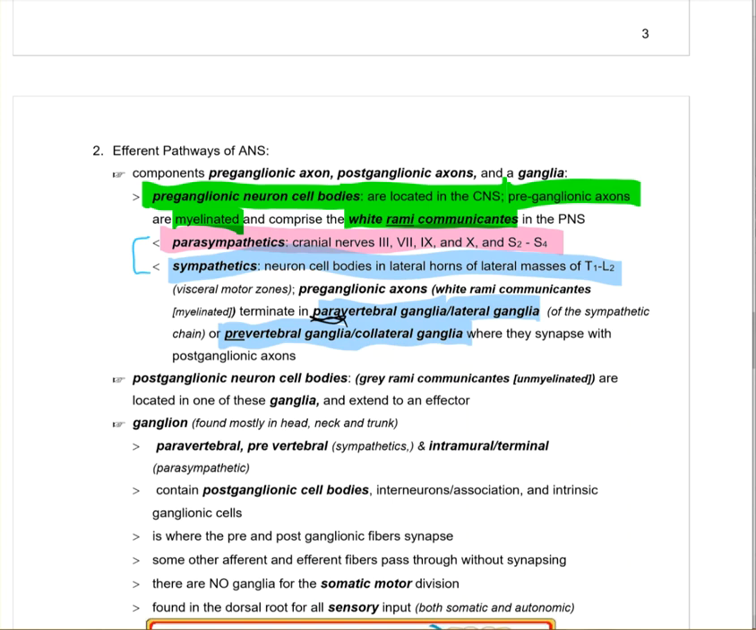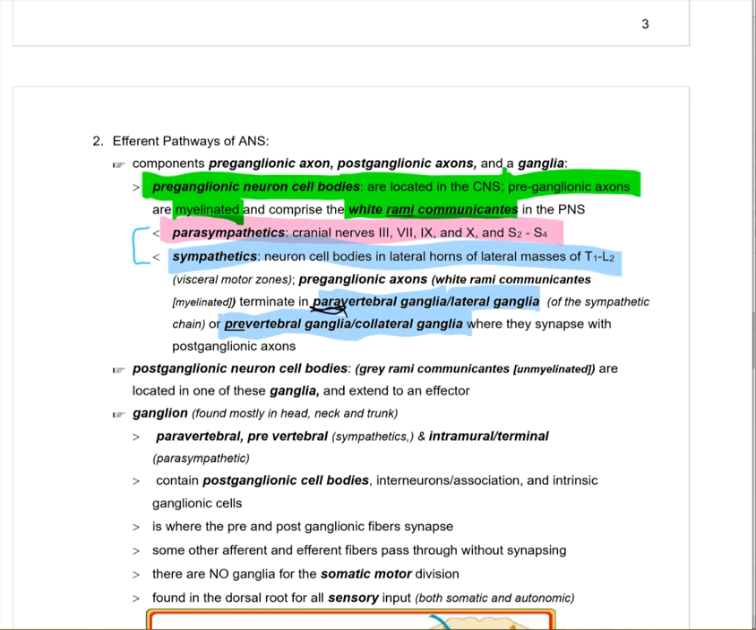The terms, the wording, sometimes it works really well and sometimes not so well. All right, so let's walk through the wording for a second. Paravertebral ganglia. We know a ganglia houses cell bodies, and they're going to house the cell bodies of the postganglionic axons. Vertebral, we know that means vertebrae. Para means next to.